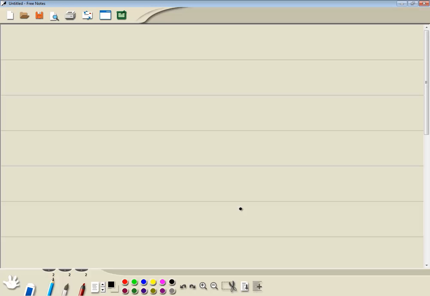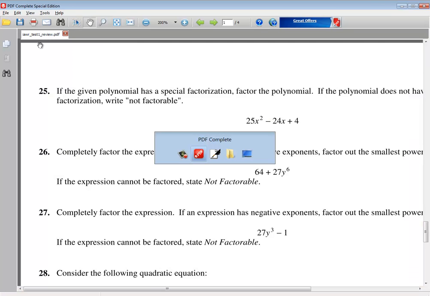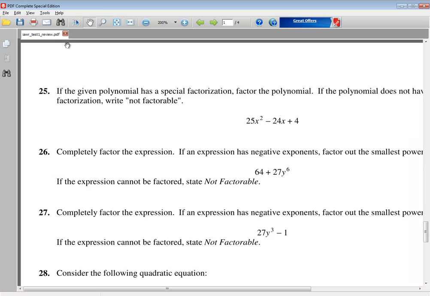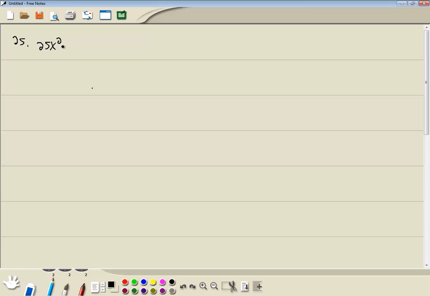Okay, 25. We got 25x squared minus 24x plus 4. Well, this would be key number, because we have x squared, x, no x, and there's a number in front of your x squared. Key number: we take the number at the beginning times the number at the end, ignoring signs. So we've got 25 times 4, which gives us 100.